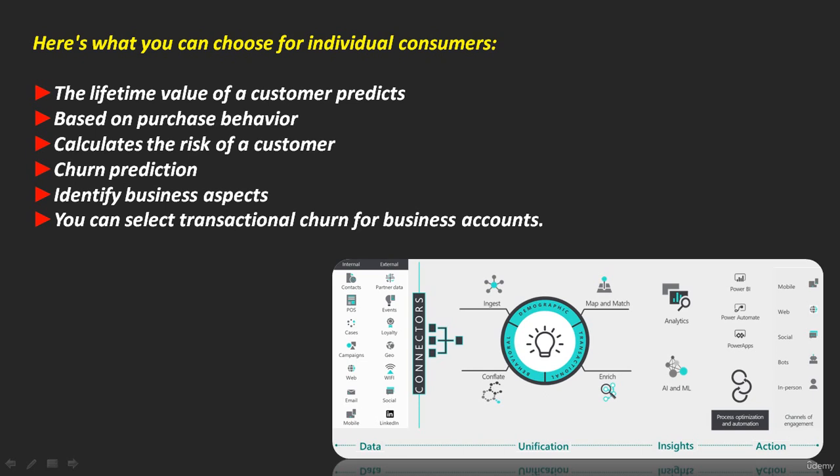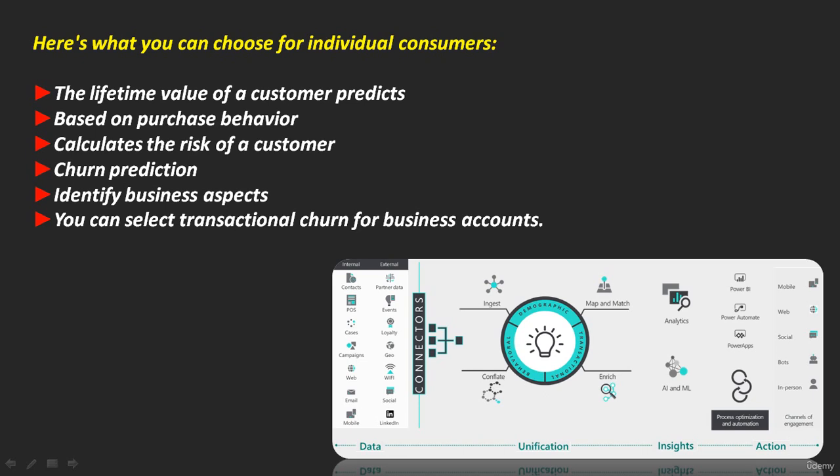Here's what you can choose for individual customers. The lifetime value of a customer predicts their potential revenue over the course of their relationship with the company. Based on purchase behavior and customers with similar patterns, it suggests sets of predicted product information. You can calculate the risk of a customer no longer using your subscription products or services. According to the churn predictions, predict when a customer will stop buying your products. Identify the business aspects that are frequently mentioned in customer feedback using sentiment analysis. You can select a transactional churn for your business account. It tells you if your customers are going to buy your products.